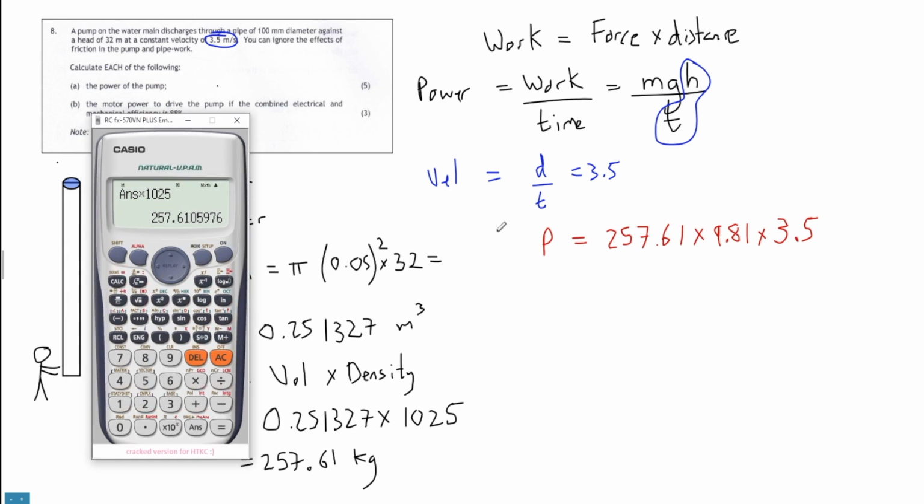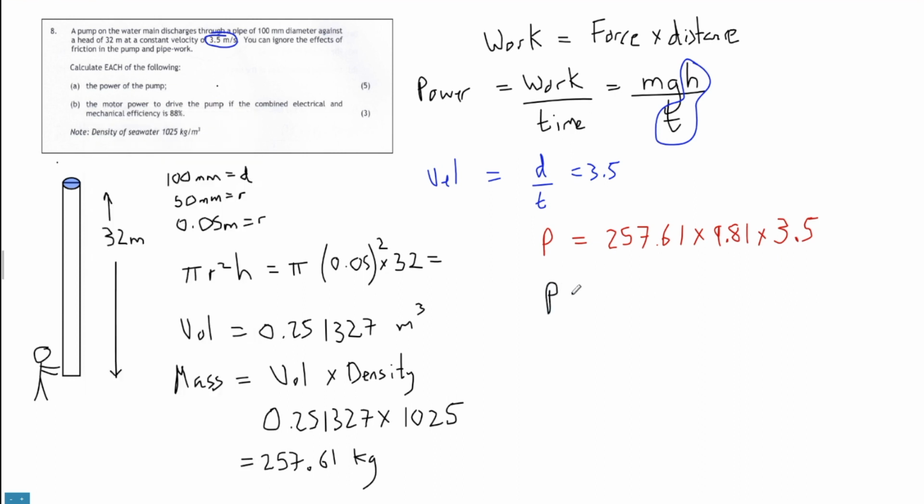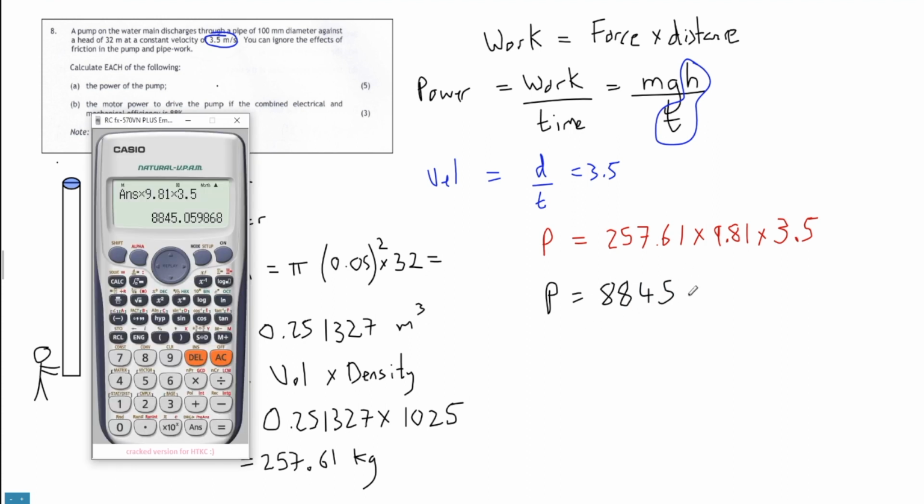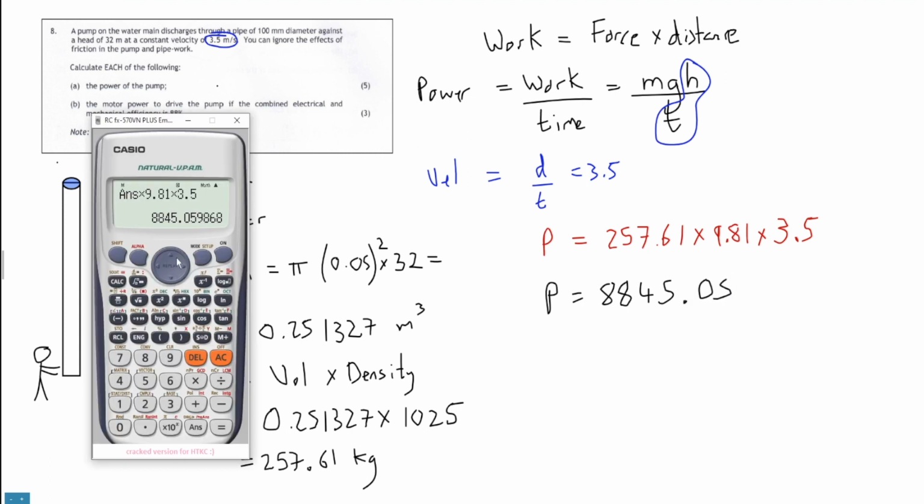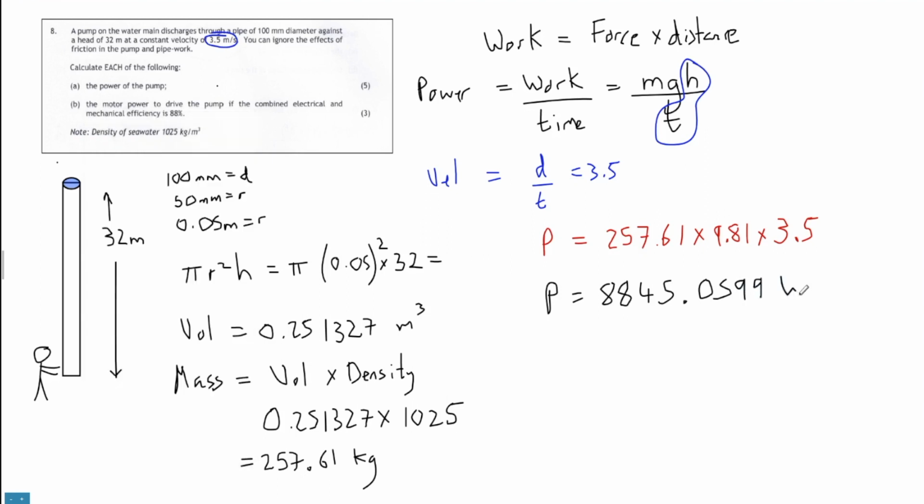So we've already got this number in our calculator. We're just going to times that by 9.81, times that by 3.5, and cross our fingers and hope for the best. We got 8845. The power is equal to 8845. What do you measure power in? Yeah, we measure it in watts, right? Watts. So I'll write some more digits on here for accuracy. 986, okay, 99. This will be in watts.